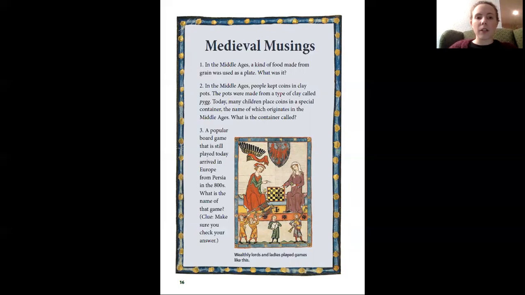Interesting. Number 3, a popular board game that is still played today arrived in Europe from Persia in the 800s. What is the name of that game? The clue says, make sure to check your answer. Over here in this illustration, we see wealthy lords and ladies played games like this. So if you come up with those answers, let me know.